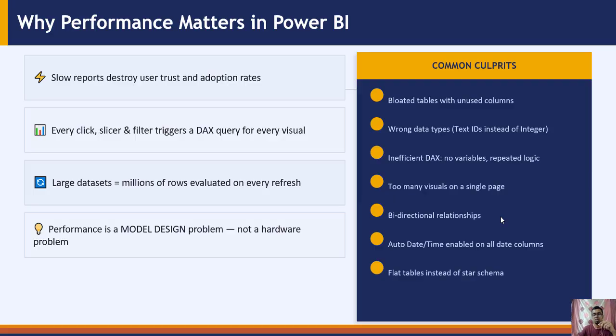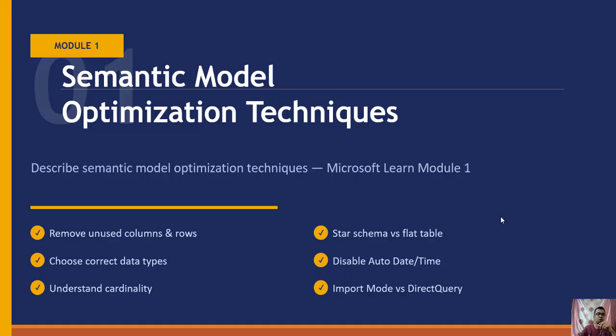For the star schema approach we need to follow, centrally we keep the fact table, and around that we need to have dimension tables. We should not have all the data in a single table, and also with unnecessary columns, which affects the compressibility and also affects the performance. So this is the module, semantic model optimization techniques. These are the main things we need to take care of.